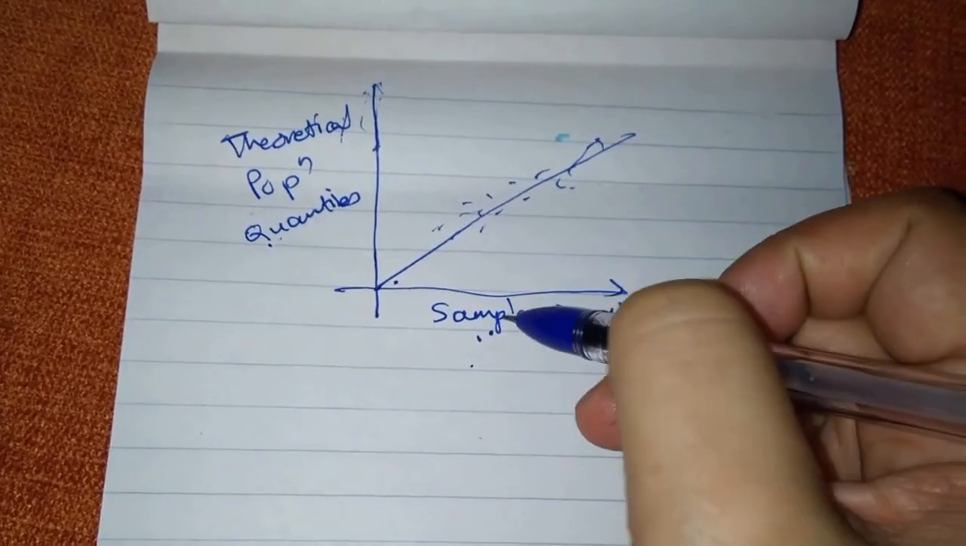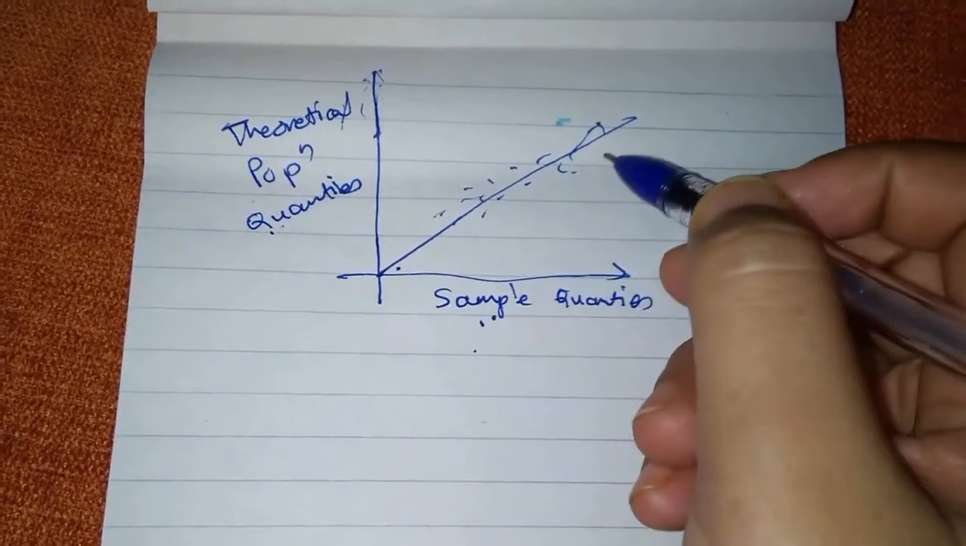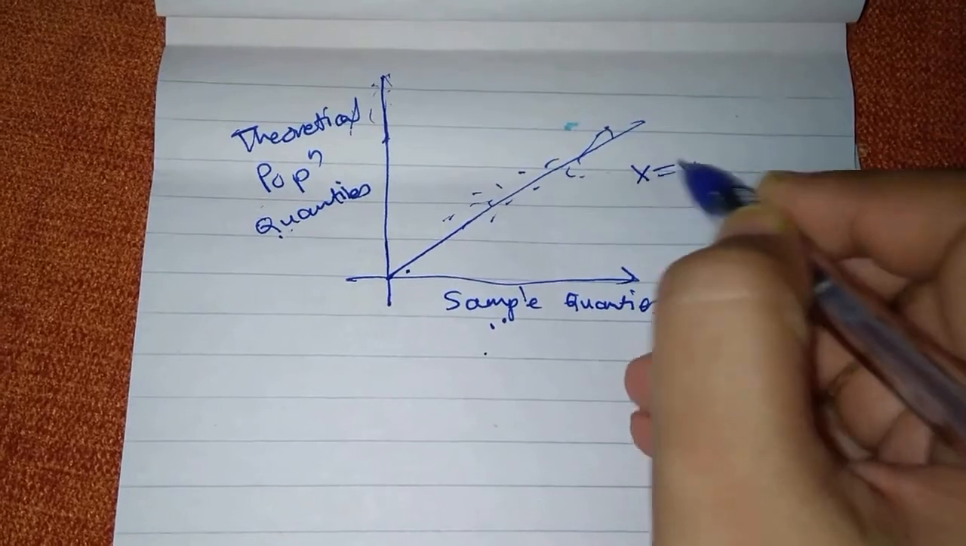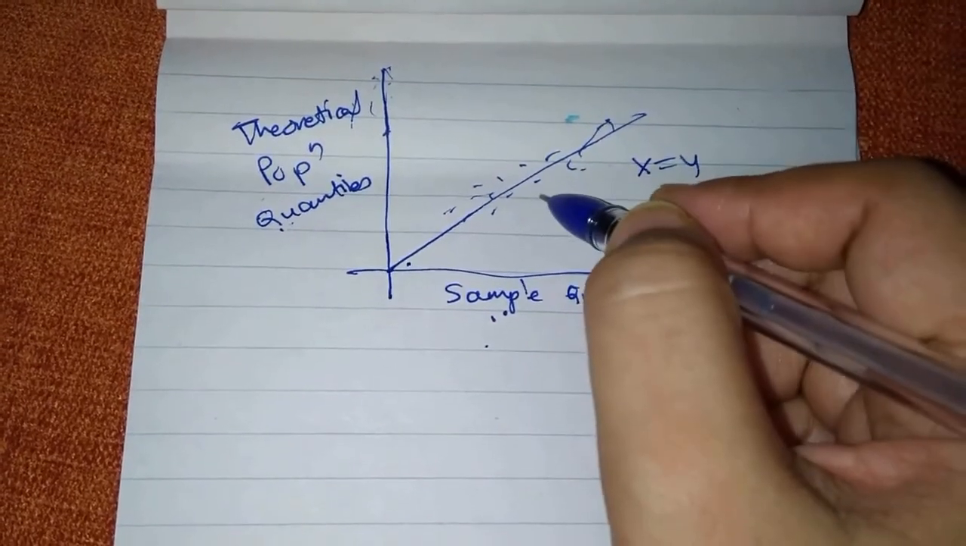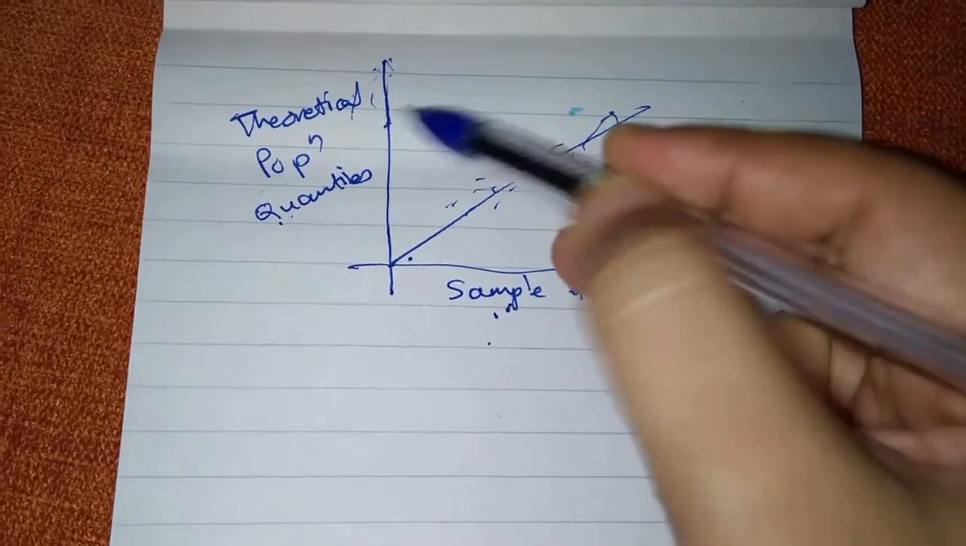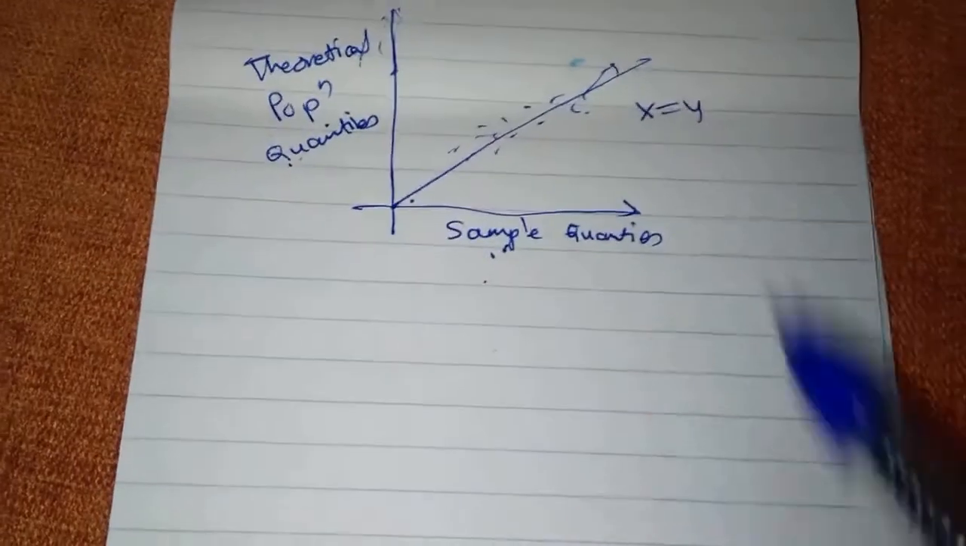That's why we plot these sample quantiles versus population quantiles, then draw the line x equal to y, and if the line matches this scatter, then we say that the QQ plot confirms that this sample is coming from this population. Is it okay? Now, what are sample quantiles?